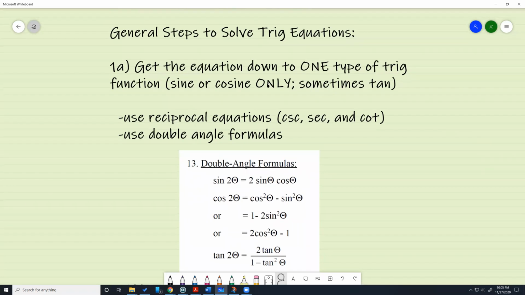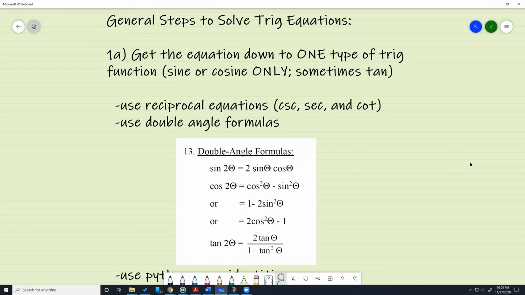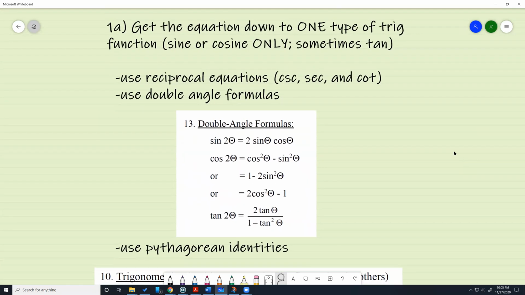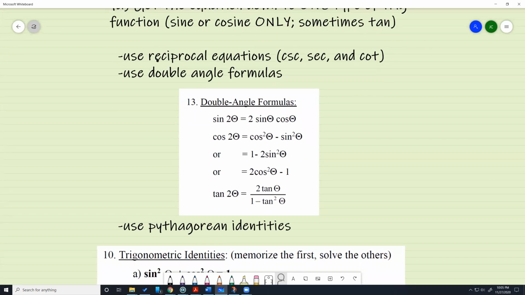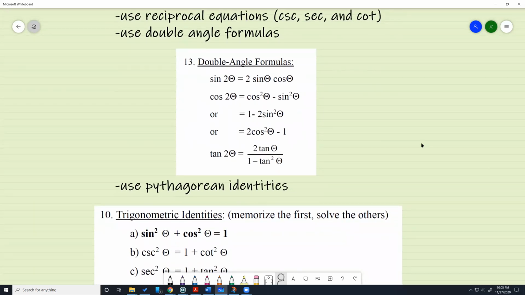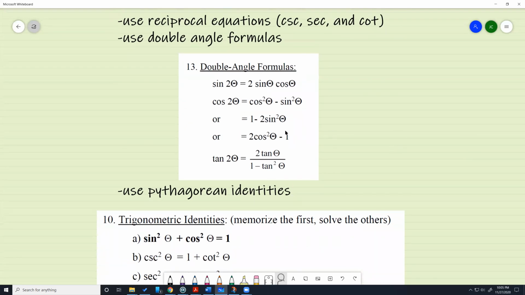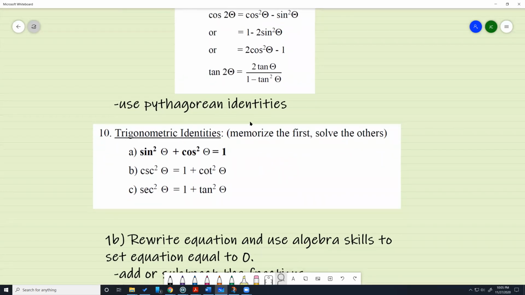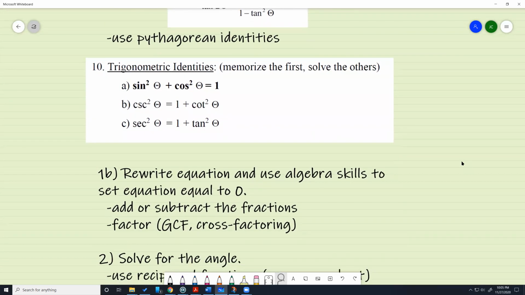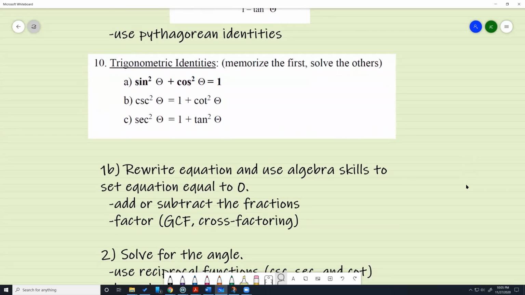1A says to get the equation down to one type of trig function. Usually you want to get down to the basics of sine or cosine only, all right? And the ways you can do that are to use all these varieties of equations. Reciprocal equations, for example, cosecant, you would substitute 1 over sine theta, okay, secant 1 over cosine theta, right? You can use double angle formulas. Use a list here. We might hit on one of these in the problem. Pythagorean identities, all right. So these are substitutions you can make to get it down to one kind of trig function.